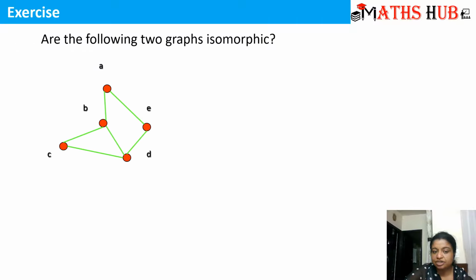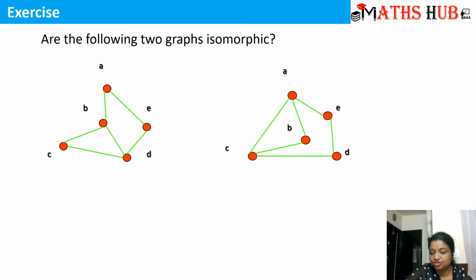Let's look at some other exercises. We need to check whether these two graphs are isomorphic or not. So again, let's mark this with graph G, and let's mark the second graph with the symbol H. Now let's talk about G and H separately. G has the vertices A, B, C, D and E. And H has the vertices A, B, C, D and E.